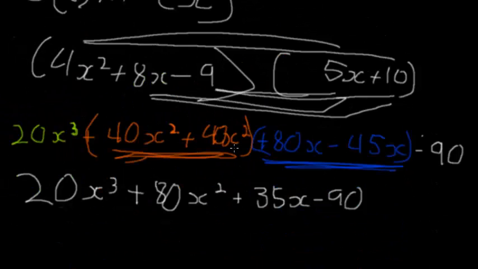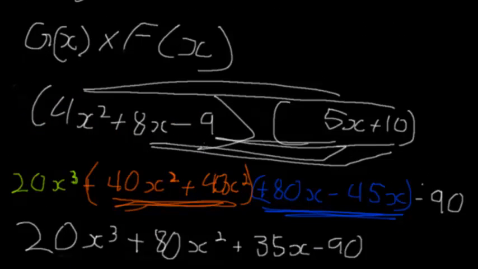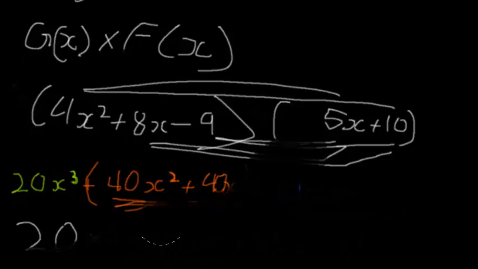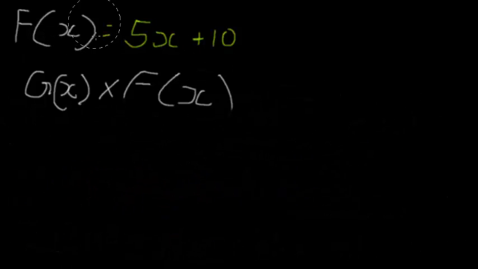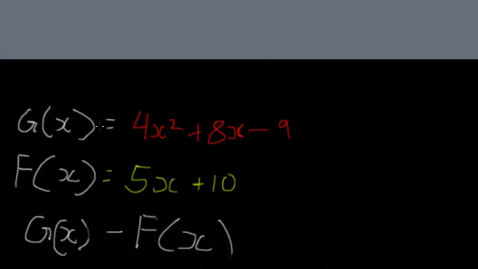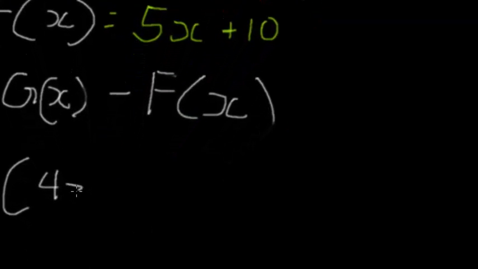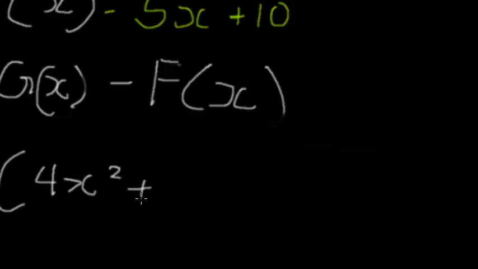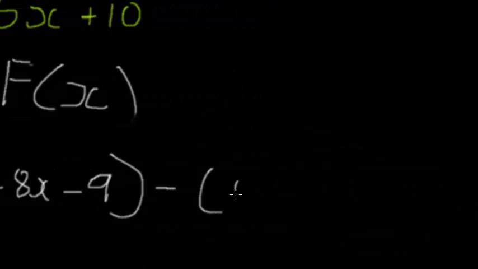We can also do it with minus, and it's simple, just like adding. However, let me show you an example. Erase this all. Okay, so we'll just make this a minus. So what happens here is we have g of x, so 4x squared plus 8x minus 9 minus 5x plus 10.